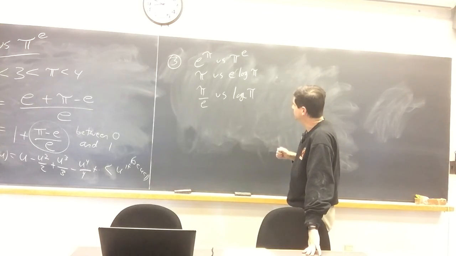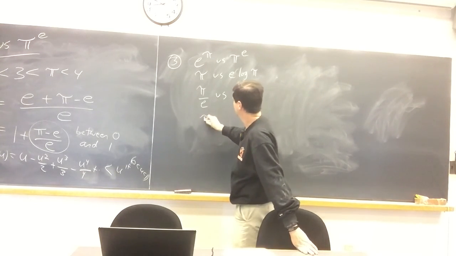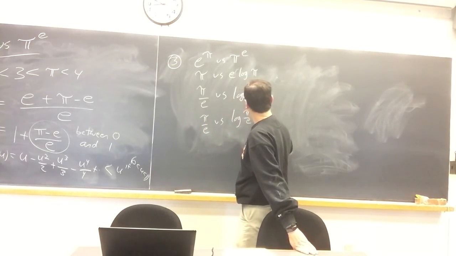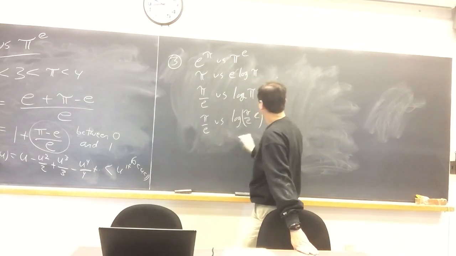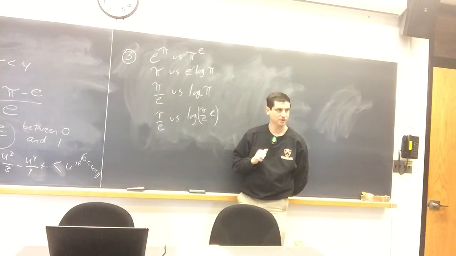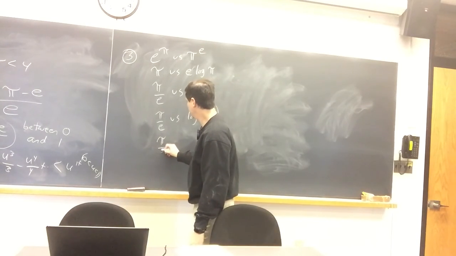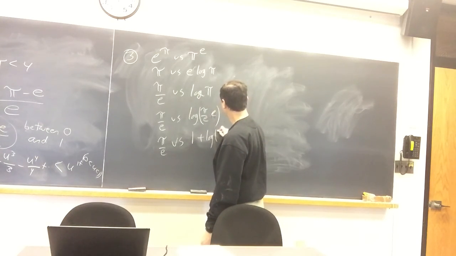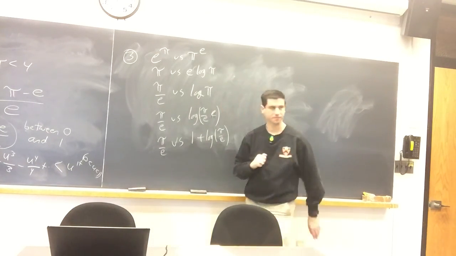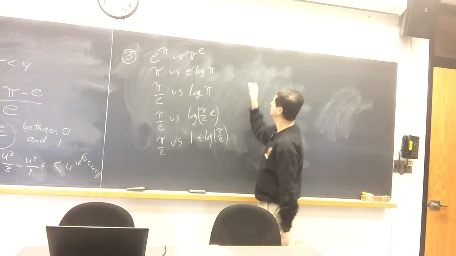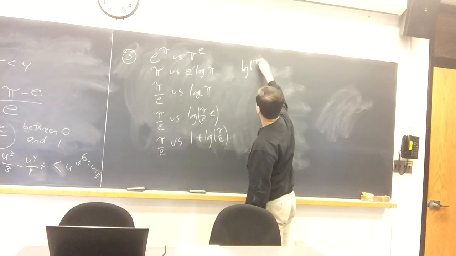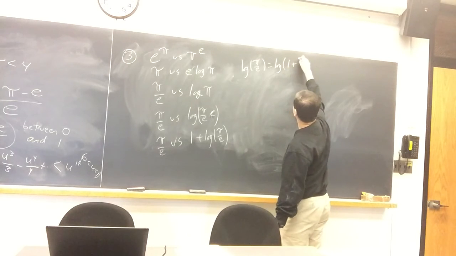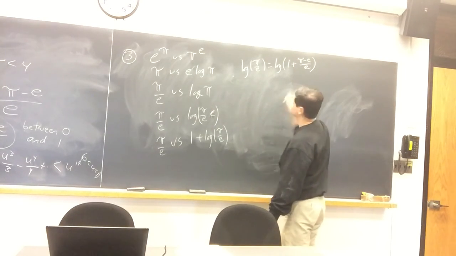Okay, so I think I've actually typed things up slightly wrong in my notes, but that won't be too bad. We'll fix it right now. So we'll have pi over e versus the log of pi over e times e. We'll just multiply by 1. So we'll have pi over e versus the log of e, which is 1, plus the log of pi over e. All right. So now the log of pi over e is the log of 1 plus pi minus e over e.